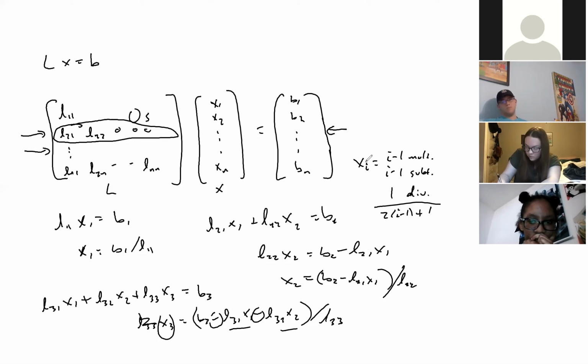We need to do x1, x2, x3, all the way to xn. So for your total operation count, you're adding all these up. The sum from i equals 1 to n of 2 times (i minus 1) plus 1 gives you your total number of operations.